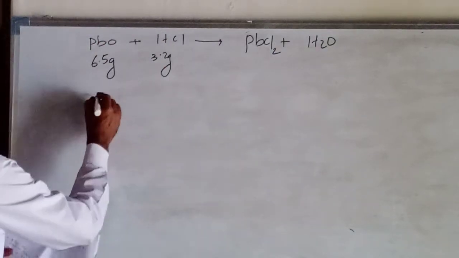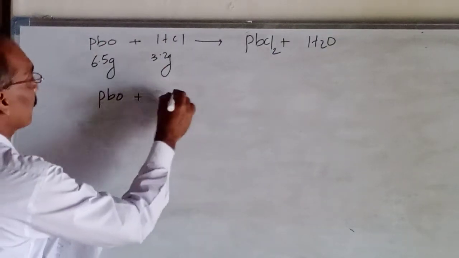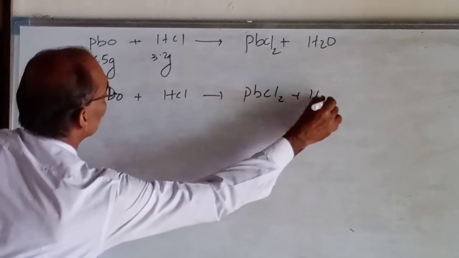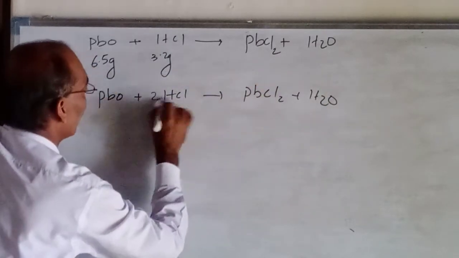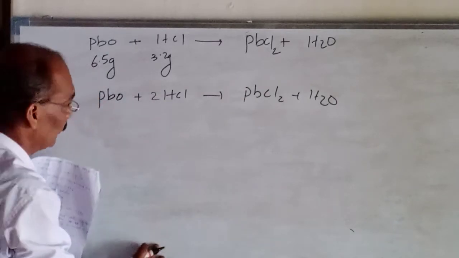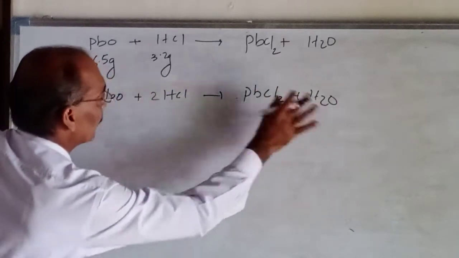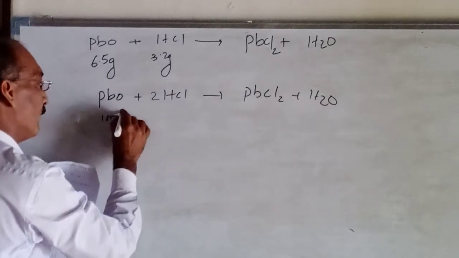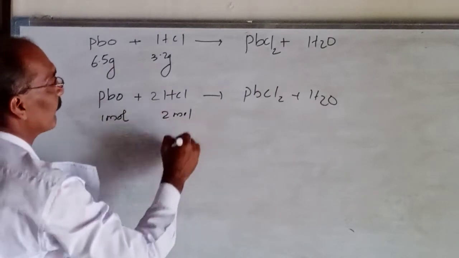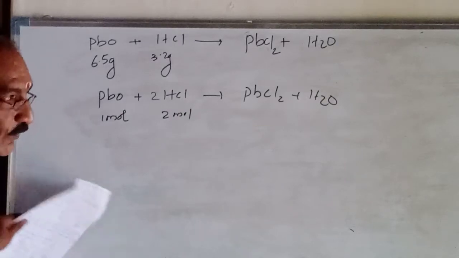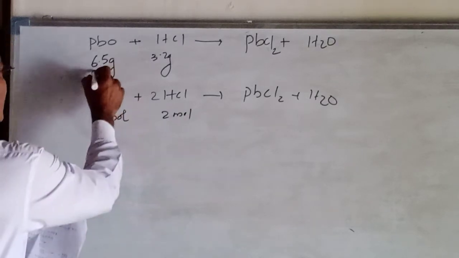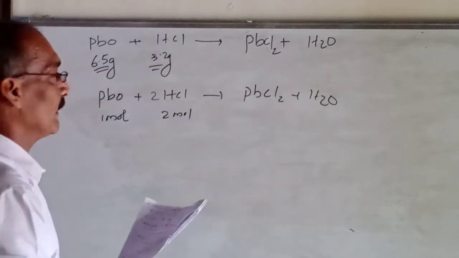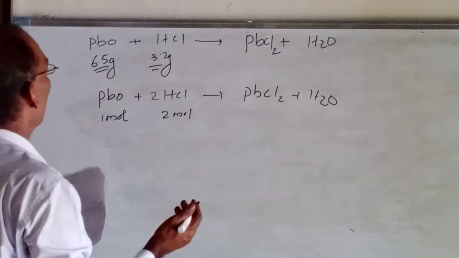Here we can write PbO plus HCl gives PbCl2 plus H2O. Here 2 chlorine, therefore we have to multiply HCl by 2. Hydrogen 2, oxygen 1, lead 1. Equation is balanced. It means 1 mole requires 2 mole HCl. But in the question paper they have given mass only, that means 6.5 gram and 3.2 gram.